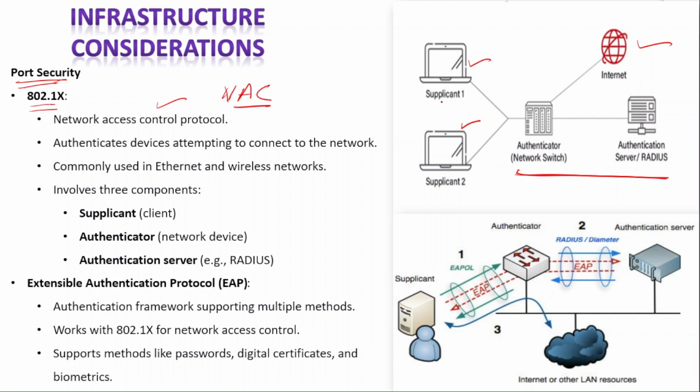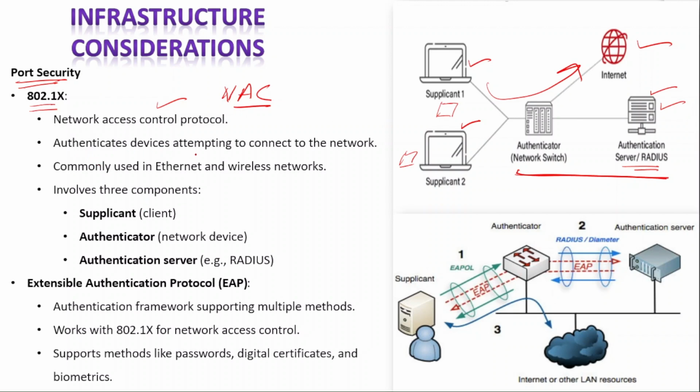Once these devices want to connect to the network or the internet, the switch authenticates these devices from the authentication server. Let's suppose it is a RADIUS. And this authentication can be done through multiple methods. For example, these devices may have certificates, and these certificates are verified over here, or they can simply enter usernames and passwords, and these usernames and passwords are verified over here, and then they are given access.